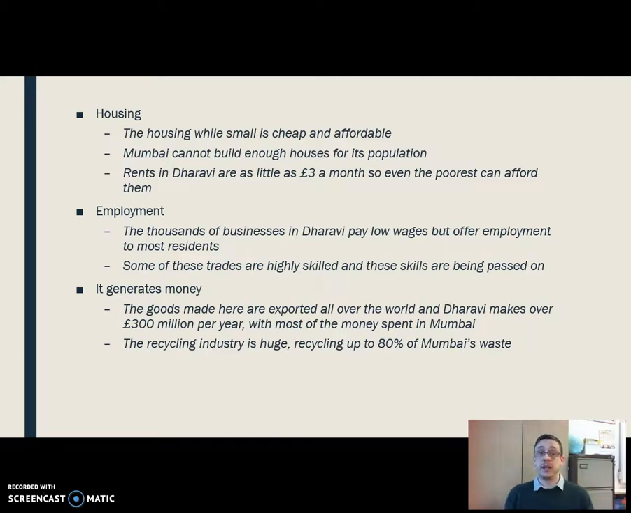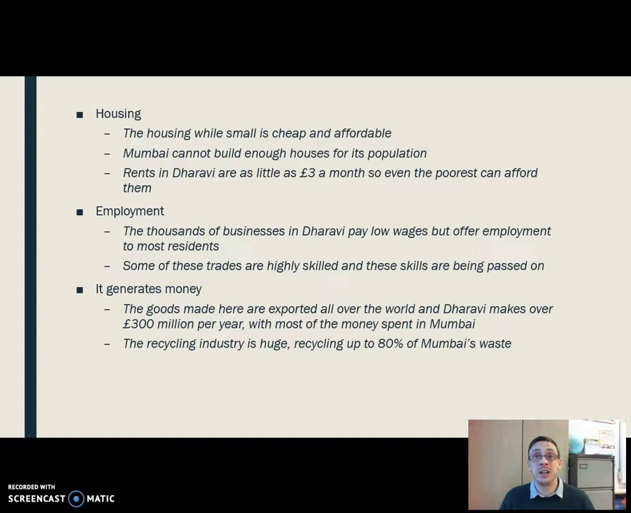And again, employment, as I've said, the employment rate's 80%. There are thousands of businesses in Dharavi. Now, they don't pay a huge amount of money, but they pay enough that people can support themselves in Dharavi. And also, some of these trades are highly skilled. We've got pottery. There's people who woodwork, metalwork, electricians, all this kind of stuff. These people are there, and they're passing on these skills as well.